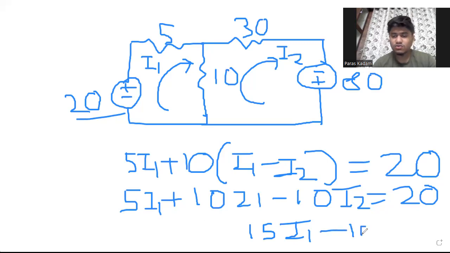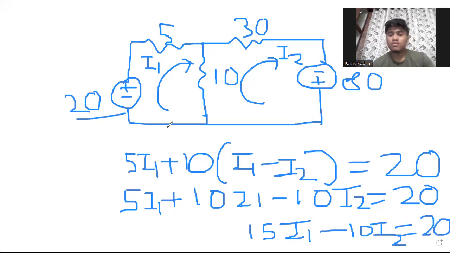Minus 10 I2 equal to 20. Okay. Now we have written this first equation. Now I will clear the rest.